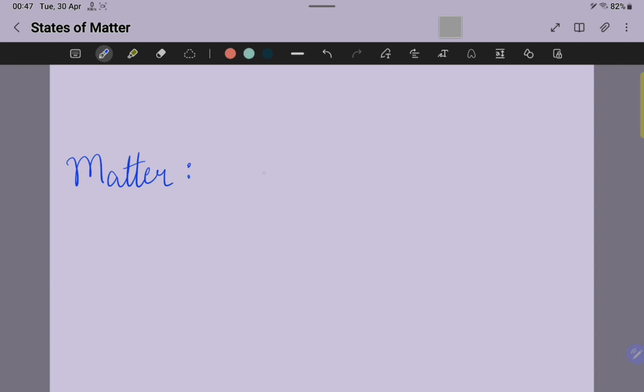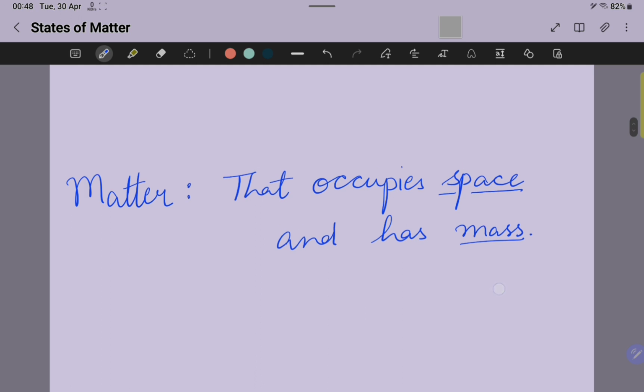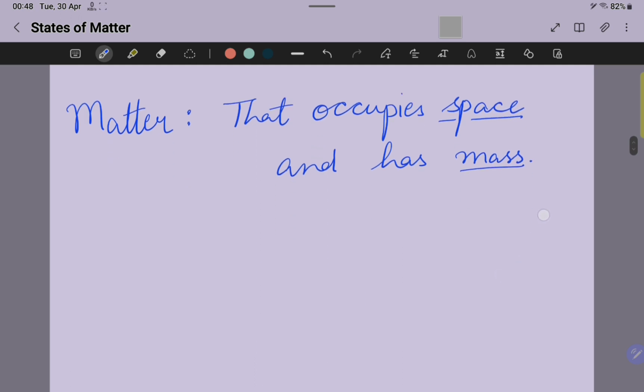It is dravya. That means कोई चीज़ that occupies space, जो जगह लेता है and has mass. That means उसका कुछ भार होता है. तो कोई ऐसी चीज़ जो जगह लेती है और उसका कुछ भार होता है, that is called as matter. Anything that occupies space and has mass is matter.